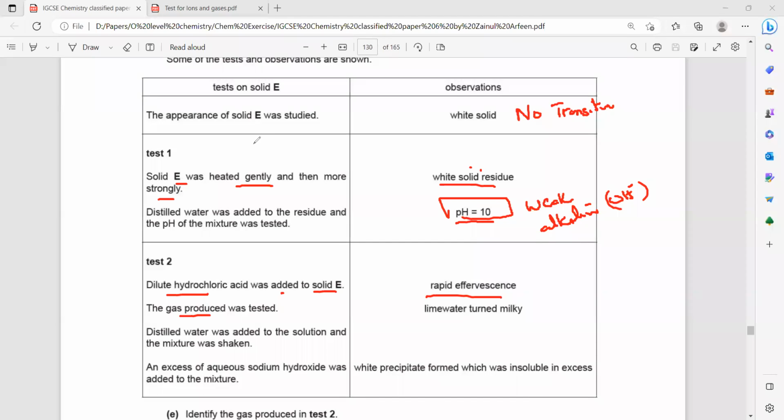In test 1, we simply heat a solid. Like in test 1, there was solid E. What we did, we supplied heat energy to the solid. So it's a thermal decomposition.